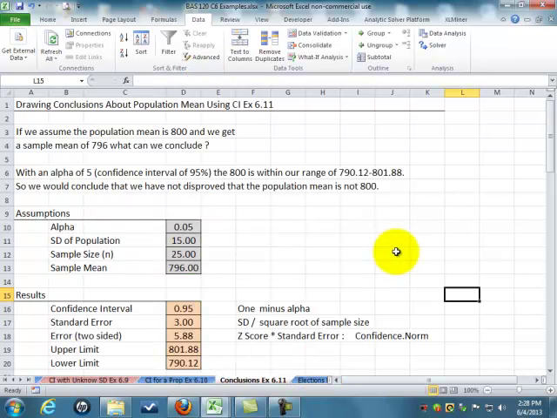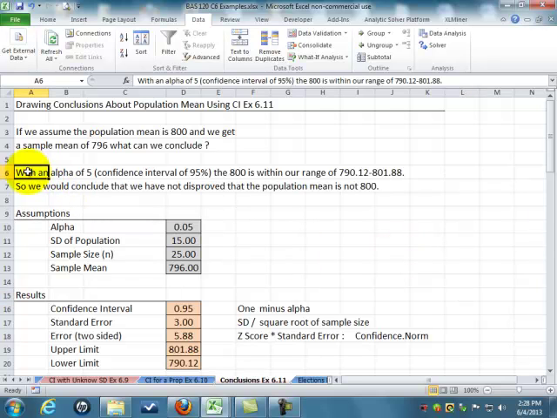Now, what conclusions can we draw? When we talk about if we have a mean of 800 and we get a sample mean of 796, can we conclude anything? Well, with an alpha of 0.05 and a confidence interval of 95%, the 800 is within our range of 790 to 801. So we would conclude that we have not disproved that the population mean is different from 800.